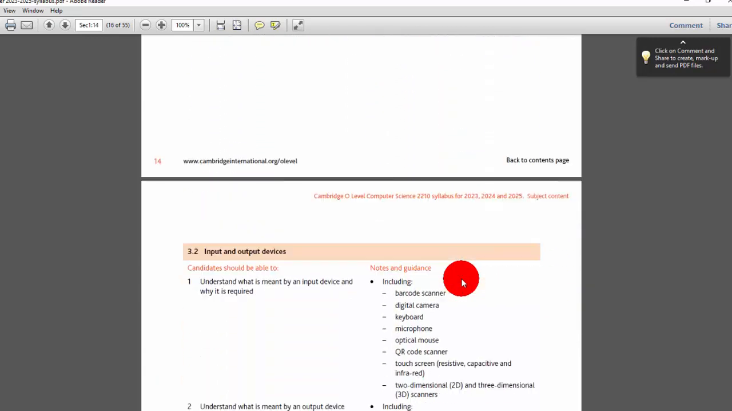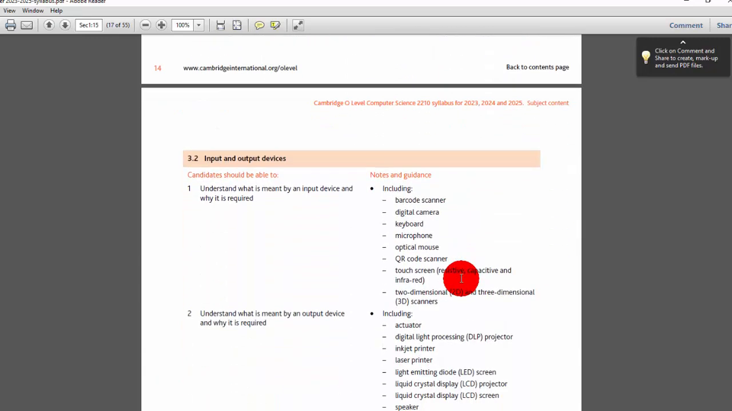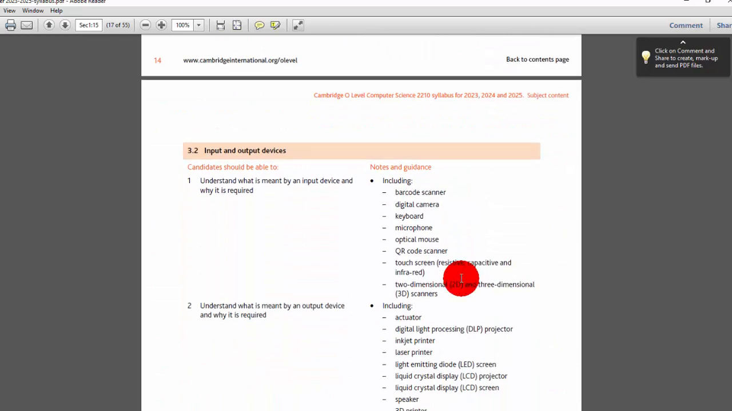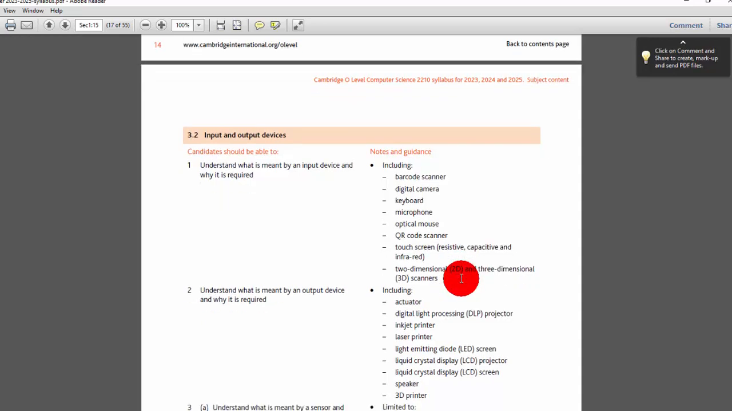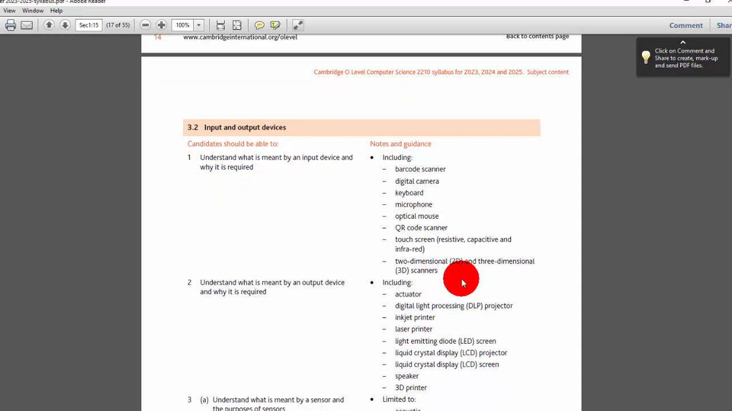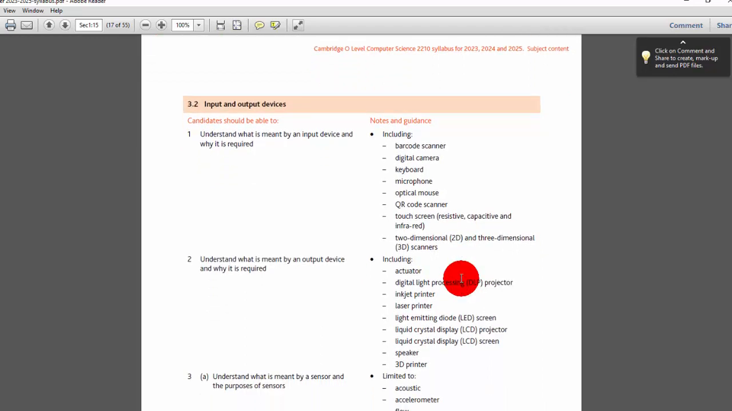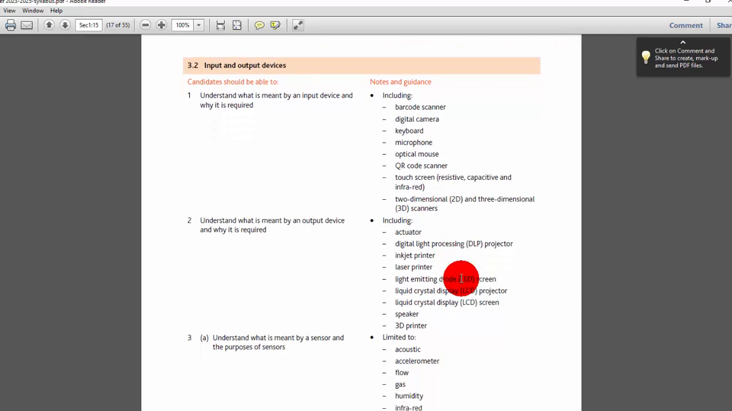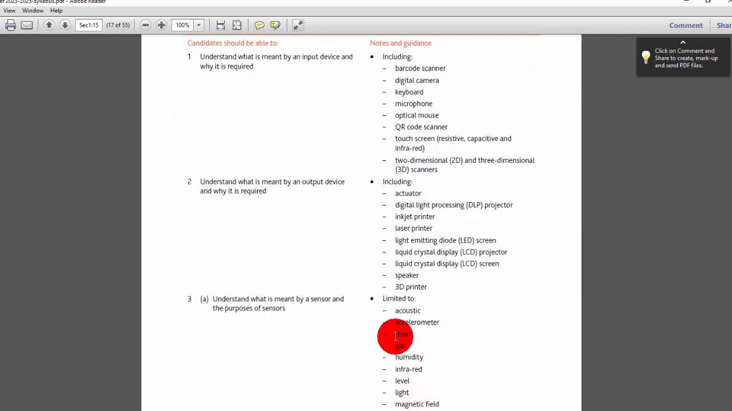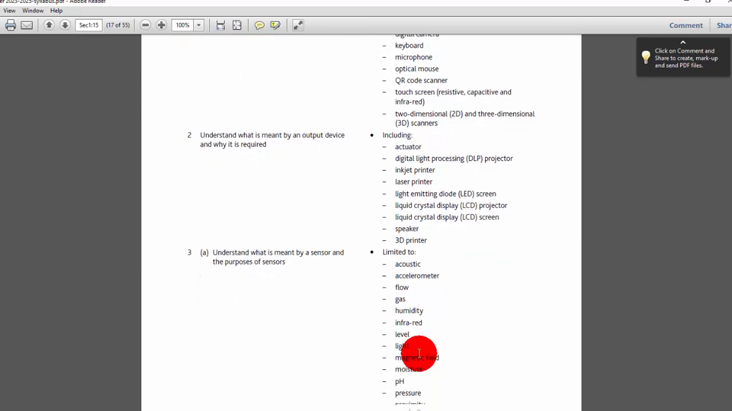Okay, now here are the sensors. Input devices: barcode scanner, digital camera, keyboard, microphone, QR code, touch screens, 2-dimension, 3-dimension scanners. These are all taken from the old syllabus, so there's not a major update in this section 3.2. Okay, now in 3.2, acoustic, accelerometer, flow, gas, I think there are new additions to the syllabus.